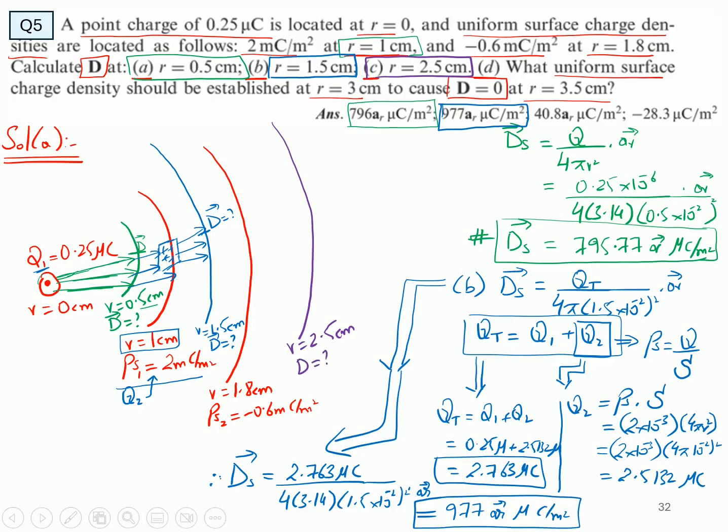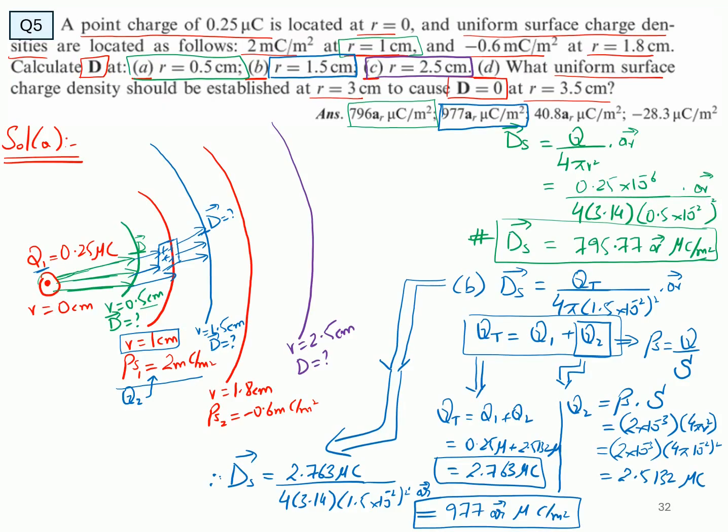So again the principle remains the same, the equations remain the same. The equation for the electric flux density for the third part is the same: q divided by 4 pi r square into A of r. We know that q is what we need to find. This time the radius is 2.5 centimeter, so it is going to be 2.5 into 10 raised to power minus 2 whole square into A of r. Again for this scenario we need to find the total q.